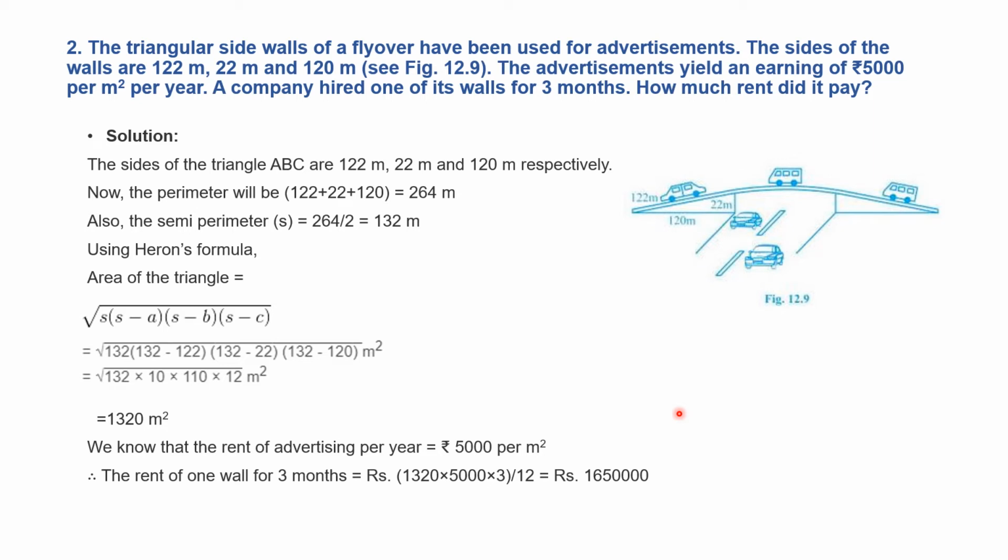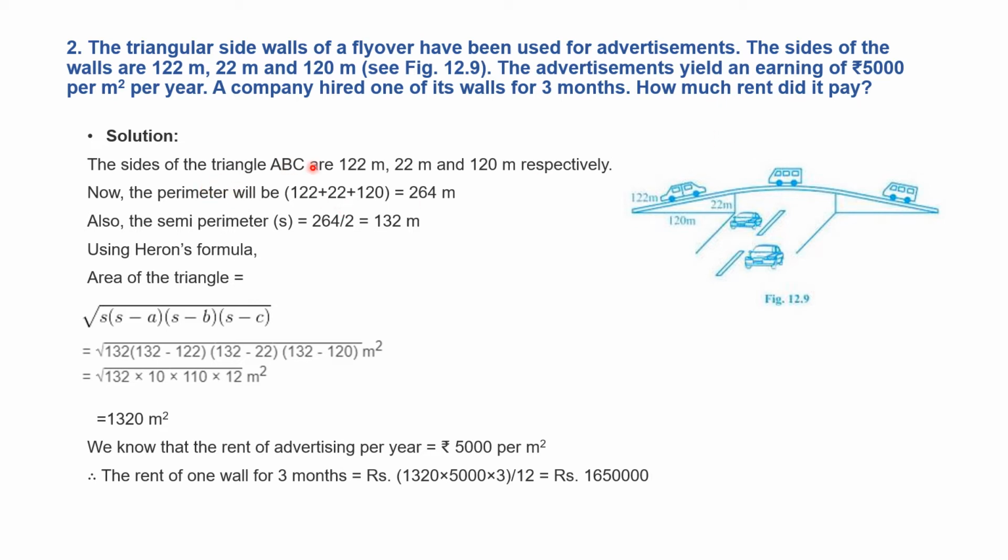Here is our question. A triangular side wall of a flyover has been used for advertisement. This is a triangular side wall which is used for the advertisement. The sides of the wall, just see the diagram, are 122, 22 and 120. The advertisement yields an earning of 5,000 per meter square per year. Per year means 12 months, earning is 5,000. A company has hired one of its walls for 3 months. The question is how much rent it pays.